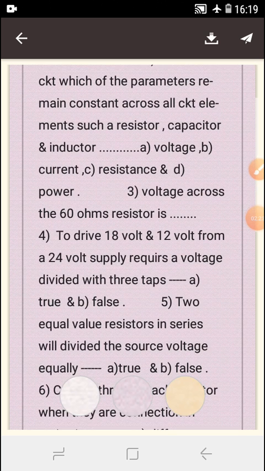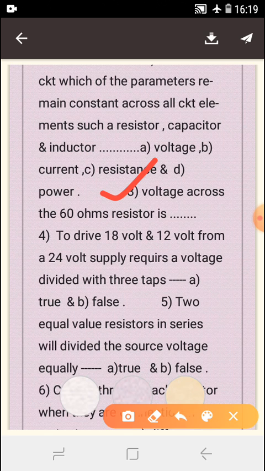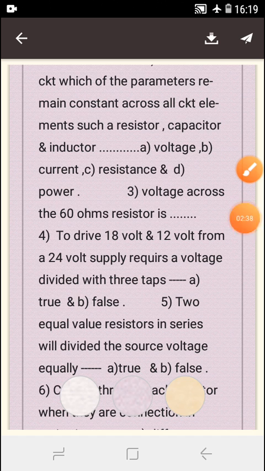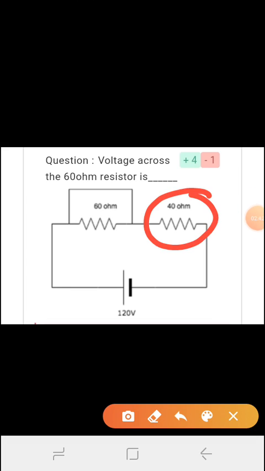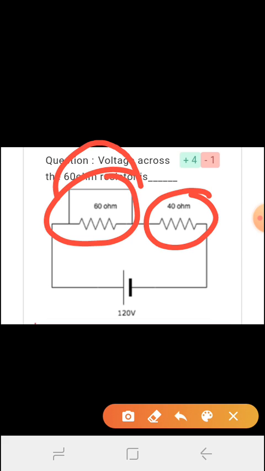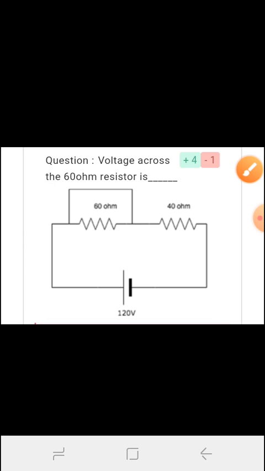Question number 3. Voltage across the 60 ohms resistance and 40 ohms resistance. So find out the voltage across the 60 ohm resistance. We know that the 60 ohm resistance is short circuited, and short circuit resistance value is 0 ohms. The answer is 0 ohms.